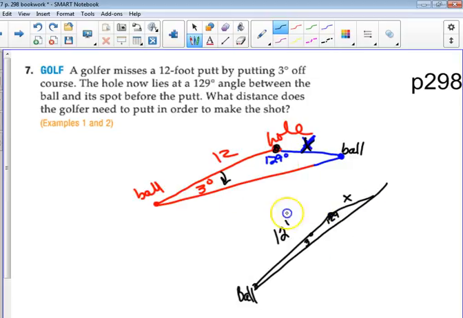My first picture was much better, but yeah, that whole sentence about the hole now lying at a 129-degree angle between the ball and its spot before the putt, yeah, that sentence was a little crazy.